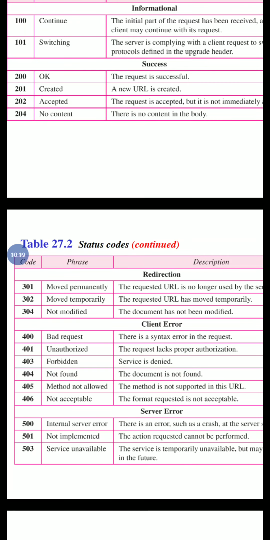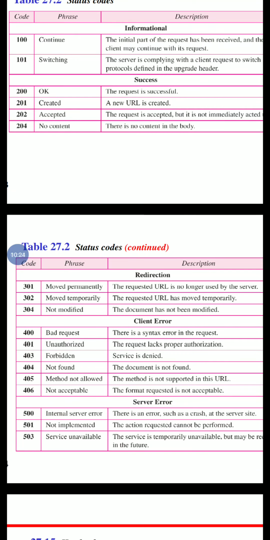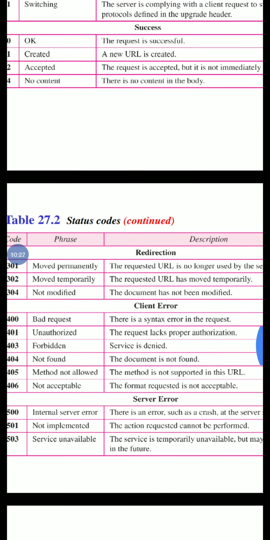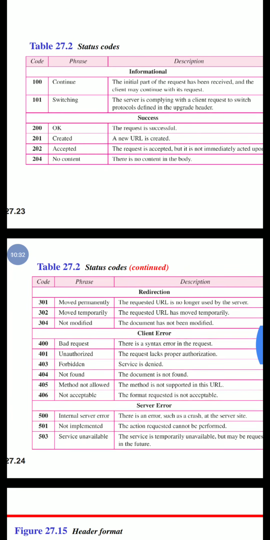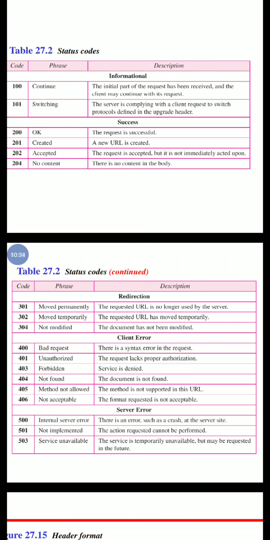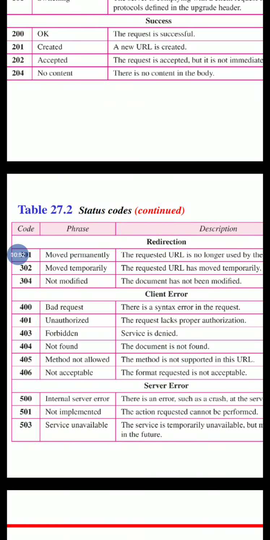Then we have 302. So some of the URLs are moved temporarily. Then 304, Not Modified, the document has not been modified. So sometimes, as we discussed static and dynamic documents in the WWW section, some of the documents which are static, means those are fixed, we cannot make changes. In that case we are using this code, that is 304. Then we have some client errors.